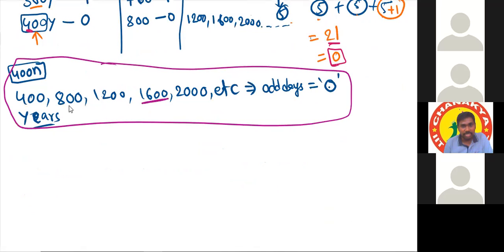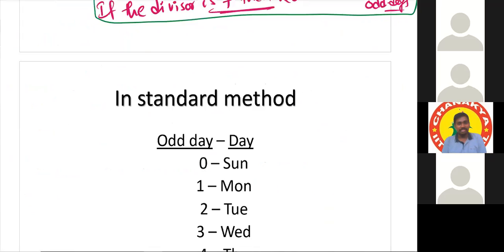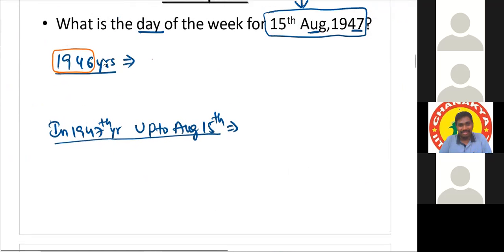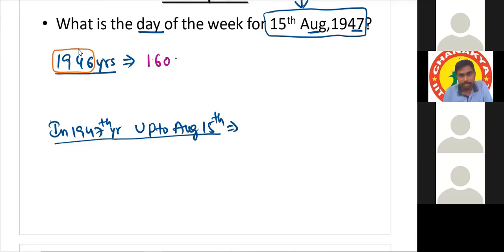Up to 1600 years, odd days are 0. Then why are we bothering about all those years? So 1946 we have to split into 1600 plus 346 years. We don't need to take that much risk, so I'm separating 300 plus 40 plus 6. 46 is below 100. Up to 1600 years, how many odd days are there? 0. In 300 years, how many odd days are there? One. You know already. So 1.